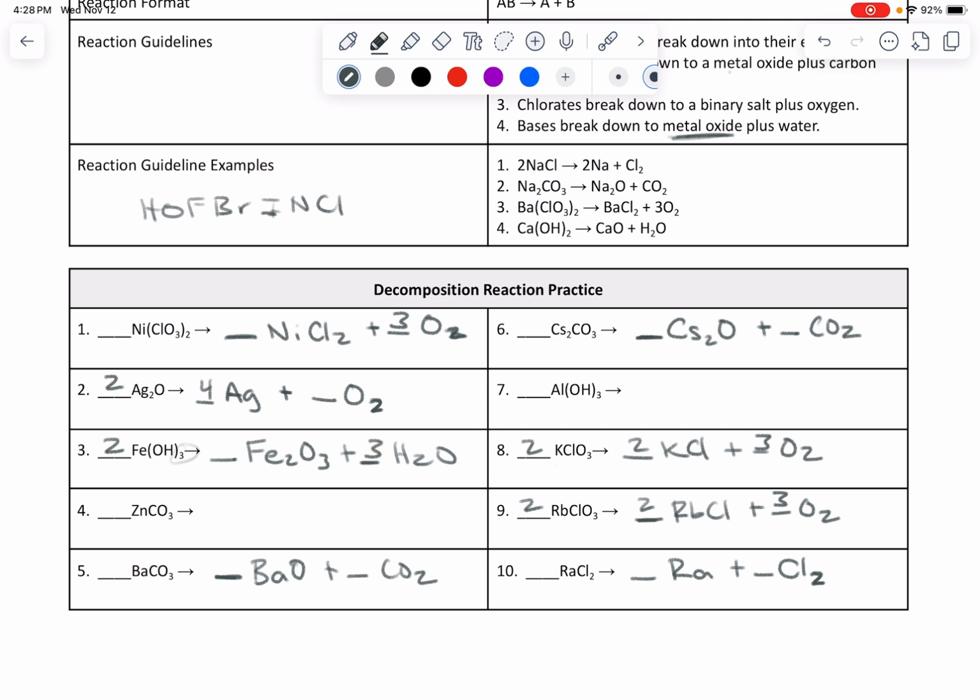Okay, great. Let's do one more of those. We'll do this one, aluminum hydroxide. We'll break down into a metal oxide, aluminum being the metal. So we have aluminum with a 3+ charge, oxygen with a 2- charge. So this is how we write aluminum oxide plus water. Okay, we'll balance that, 2, 1, 3, and we are all set.